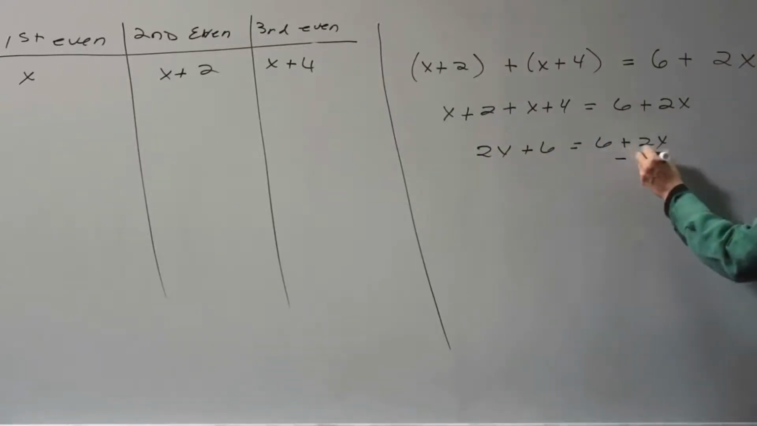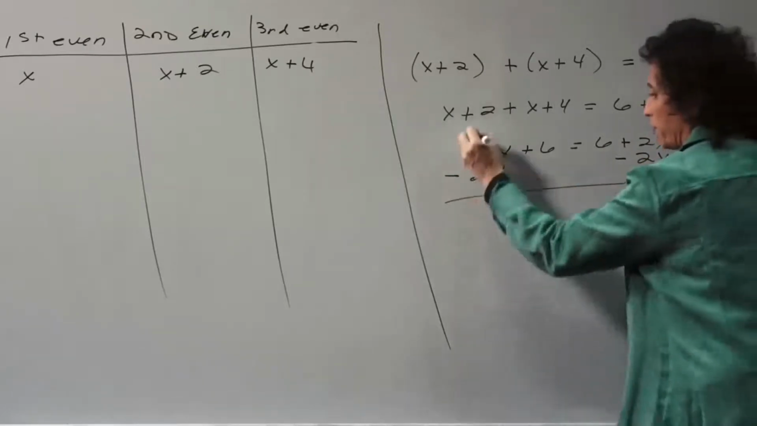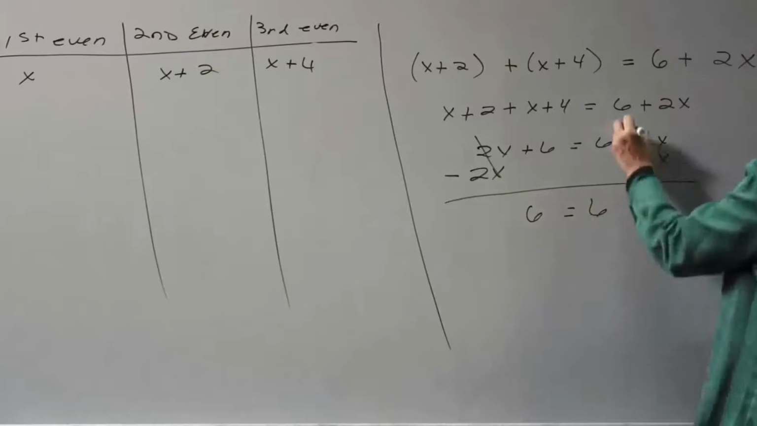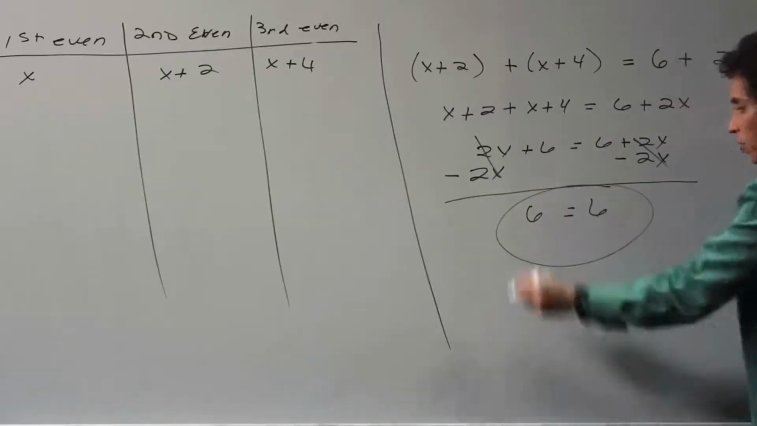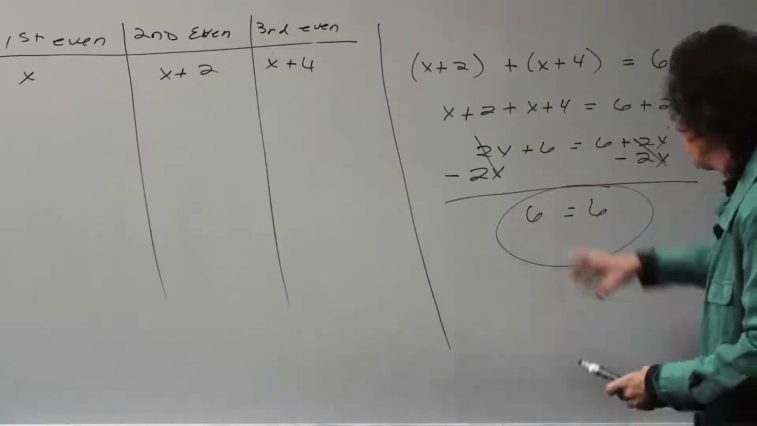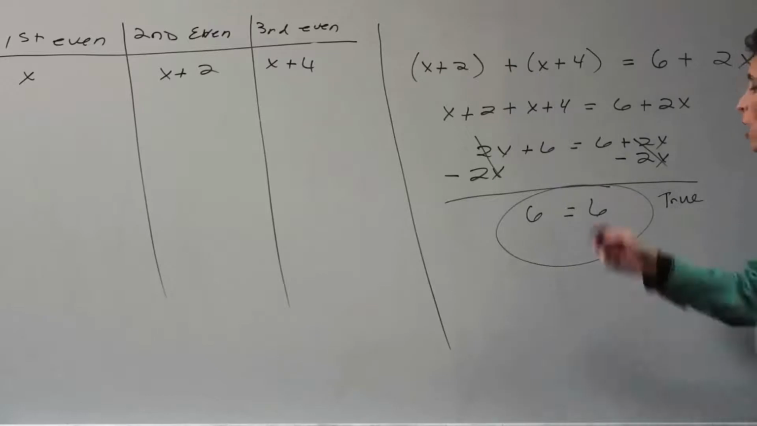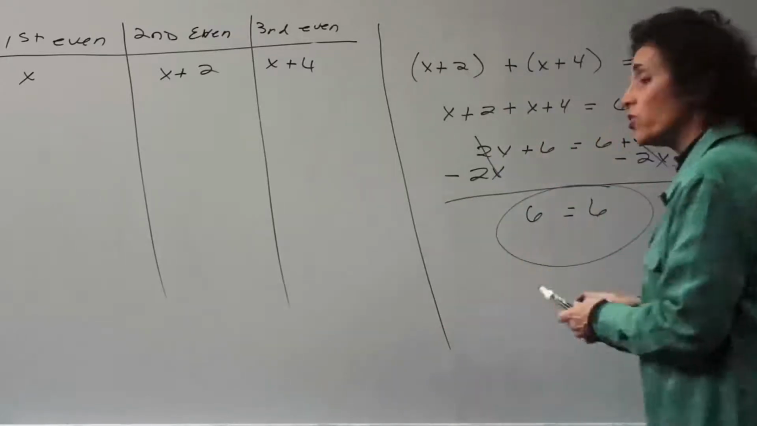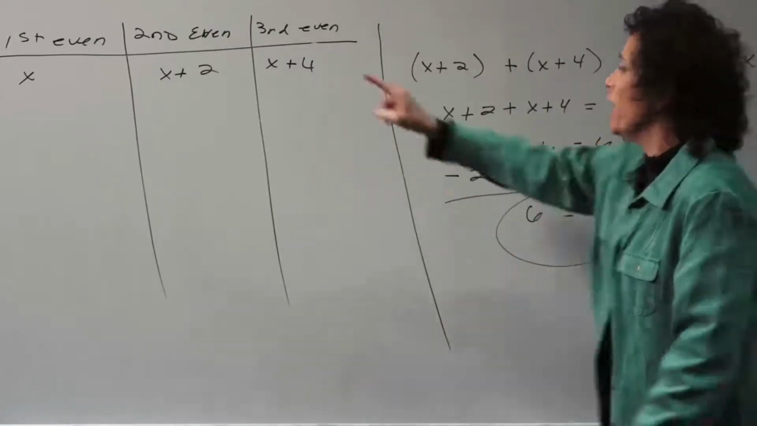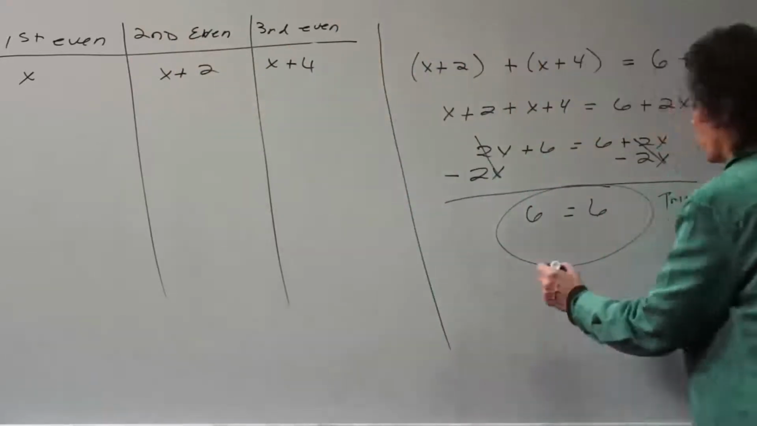Oh, this is a very cool problem. This has been in the homework a lot. What happens now? Do you remember our variable dropped out? Well, if our variable drops out, you've got to stop and see if it's true or false. It is true. This is an identity. That means that all real numbers are your answer. What does that mean for us? It means that any three consecutive even integers will work.